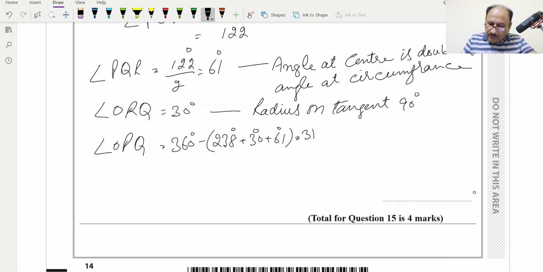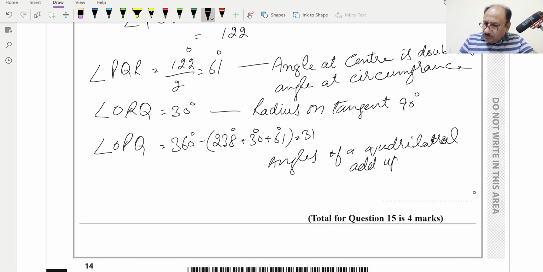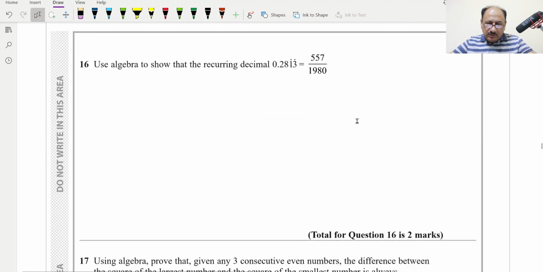So the reason will be angles of a quadrilateral add up to 360 degrees. So our answer is 31 degrees, which is done. So we are done with this question.